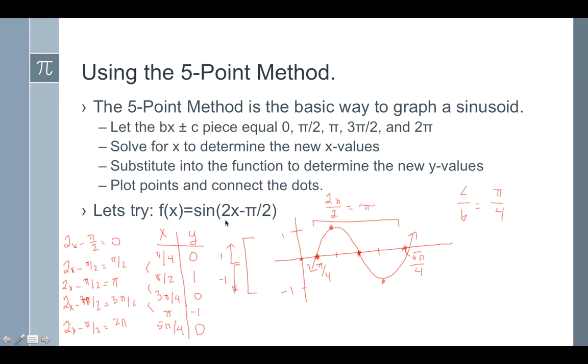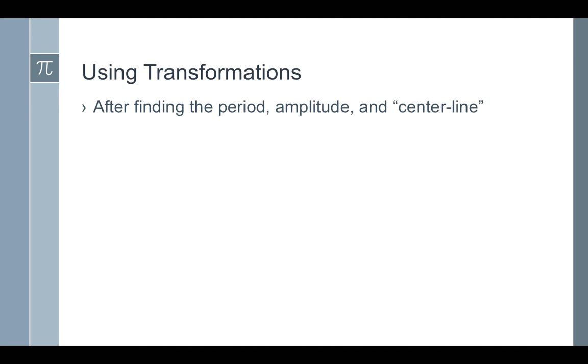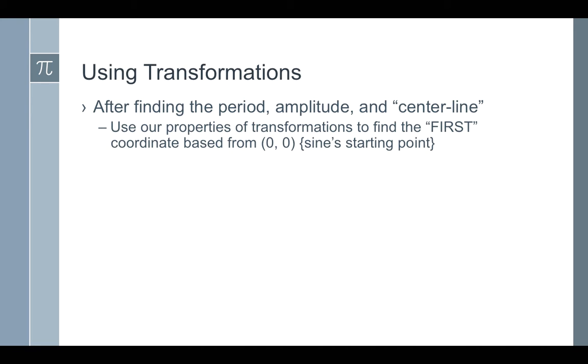I'm going to go now to what I think is my favorite set of graphing. It's just using the transformations. So after you find the period, the amplitude, and the center line, if it moves up or down, we're going to use our properties of transformations to find the first point. Like that last one, it was pi fourths comma 0. We know that sine starts at 0, 0 normally. The parent function starts at 0, 0. So any transformations are going to transform that point first.